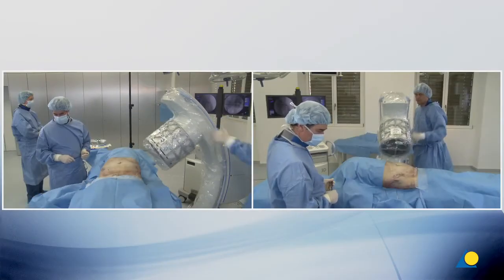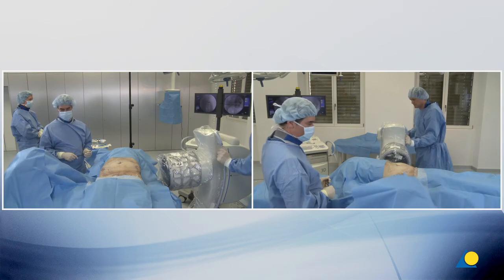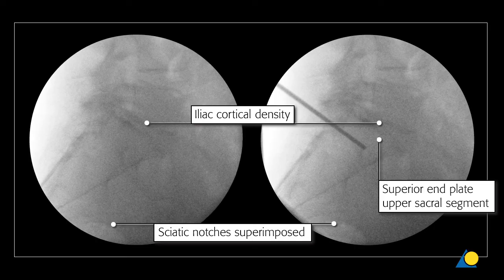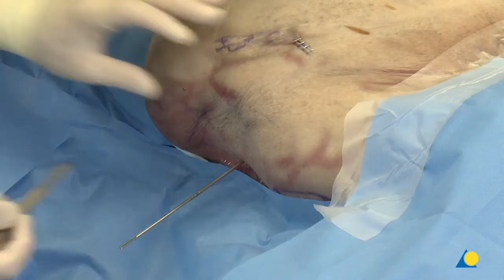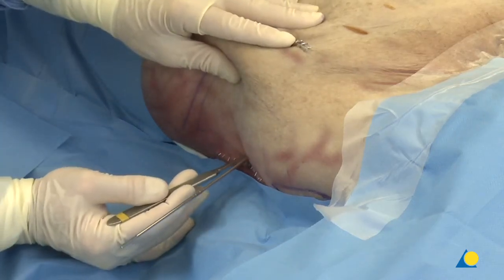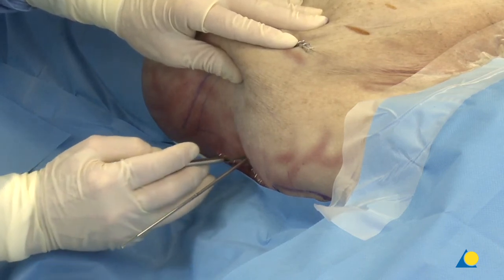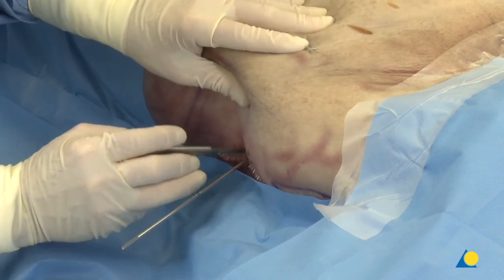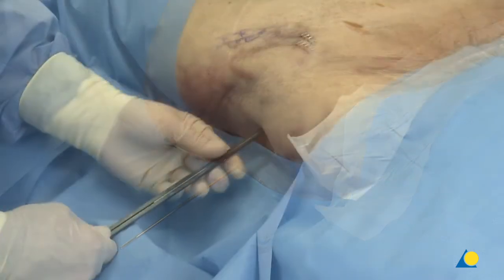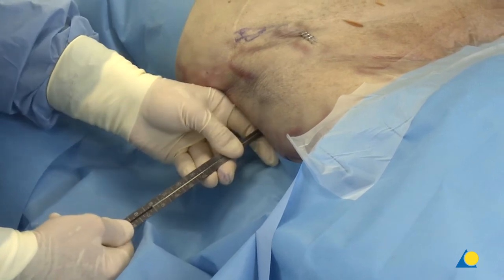The position of the guide wire is confirmed on a lateral view of the sacrum. To obtain a true lateral, it is necessary to have either the hip joints or the greater sciatic notches superimposed on each other. The guide wire is positioned in the posterior half of the upper sacral segment body.